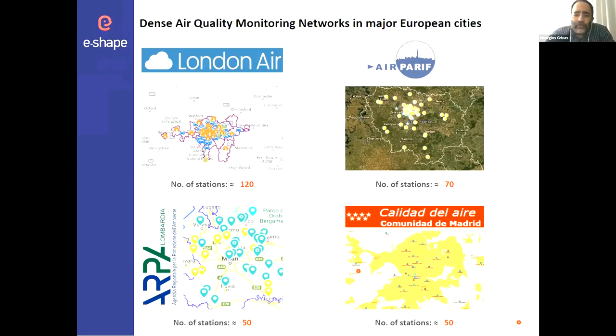There are examples of large metro areas in Europe where, through the cooperation of state, regional, and local authorities, the spatial characterization of air quality becomes very efficient. We can see here some examples, like London, with over 100 sites, Paris, Milan and its metro area in Lombardy, and Madrid. However, this is not the norm, as there are several major cities in Europe where networks are not that dense.